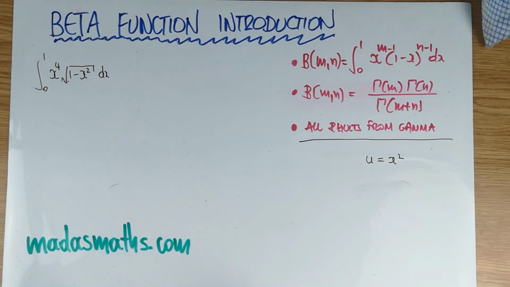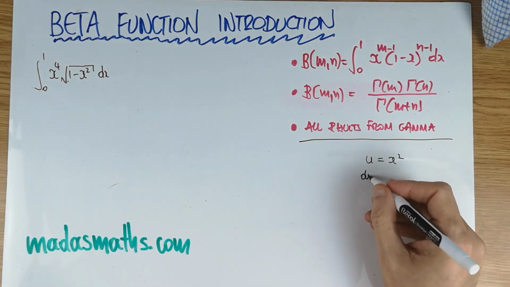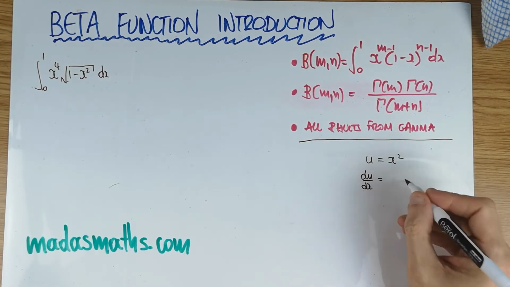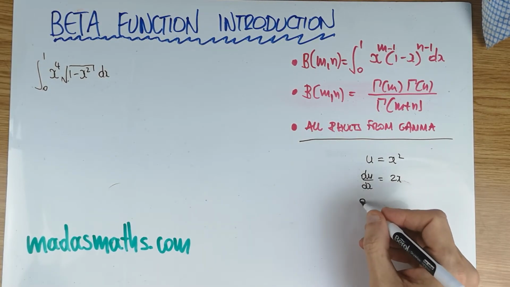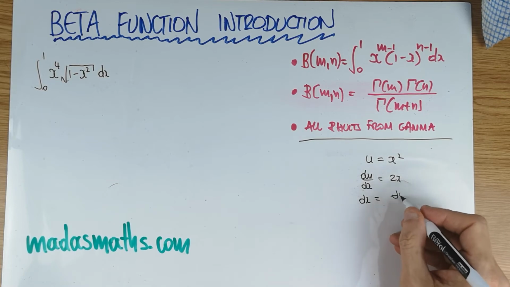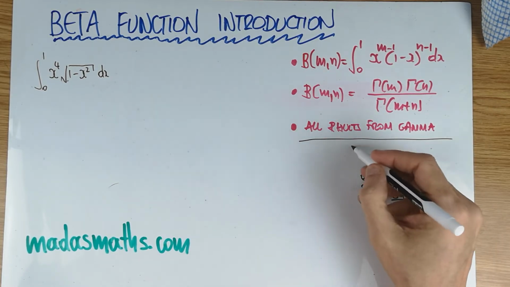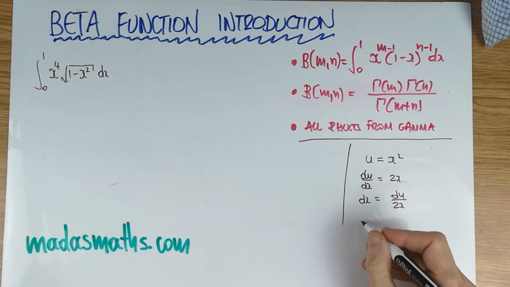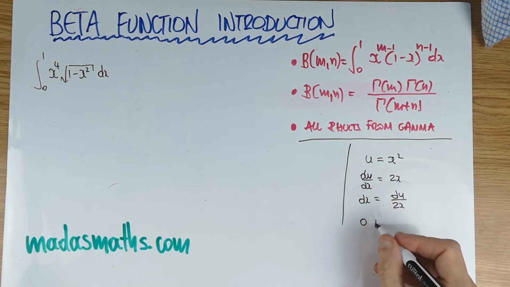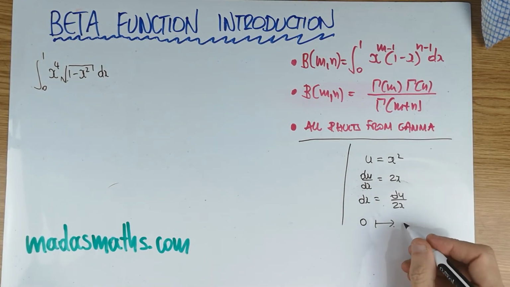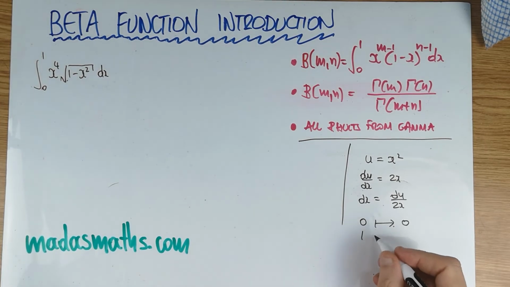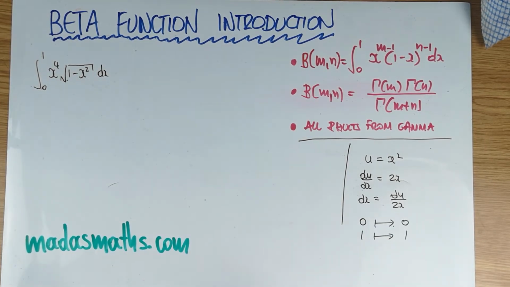U is equal to x squared. So du by dx is, of course, 2x. So my dx will be du divided by 2x. And the limits: 0 in x will map back into 0, and 1 will map back into 1.